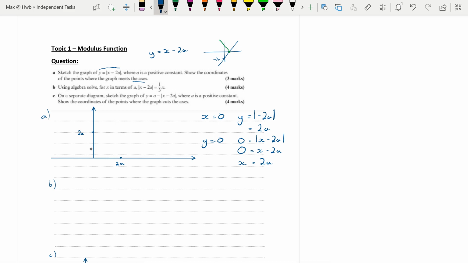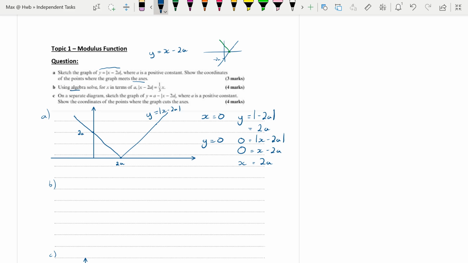So it's going to look like this. I'm going to draw that a little bit better. So I've got my line going up that side, and I'm going to have my line going up this side. Obviously, we should be doing it with a ruler. And that's my graph there. That is my y equals the modulus of x minus 2a.